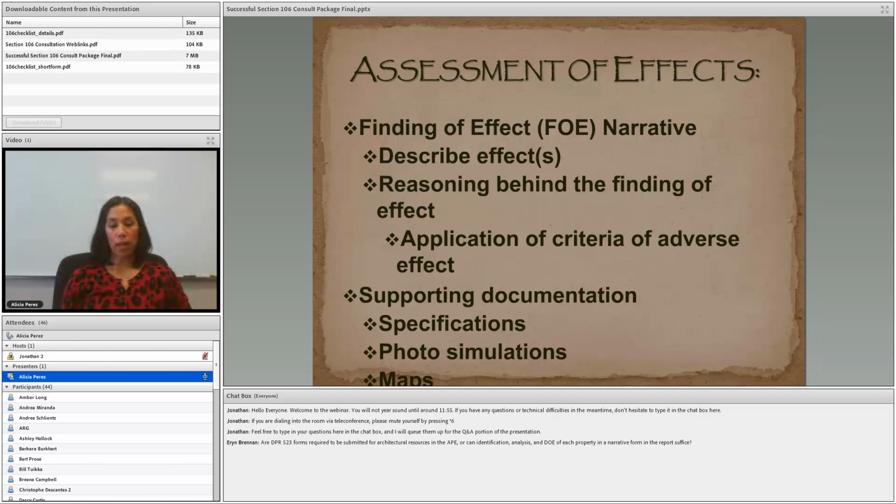Important thing to note is that adverse effects result when an undertaking may alter directly or indirectly any of the characteristics of a historic property that qualify the property for inclusion in the National Register. So an undertaking may have effects, but you want to figure out whether or not these effects are adverse to where the property is no longer eligible for the National Register. You can also include supporting documentation, specifications, photo simulations, maps or drawings. So you may want to delineate where the historic property is in relationship to the area of direct impact, indirect effect, so forth.